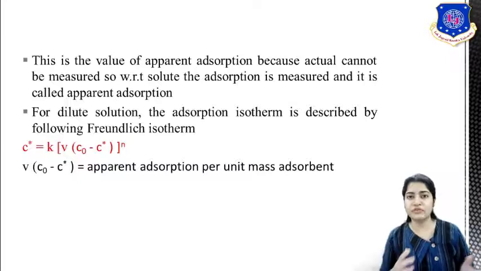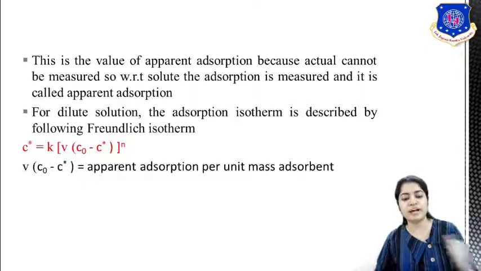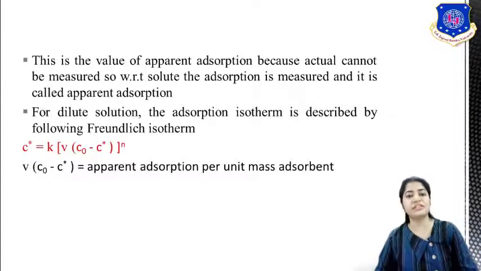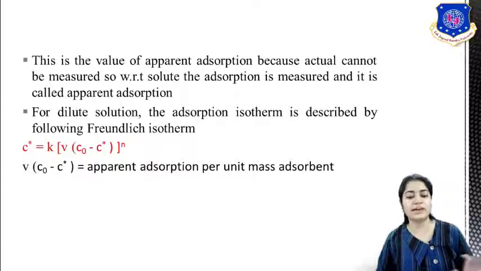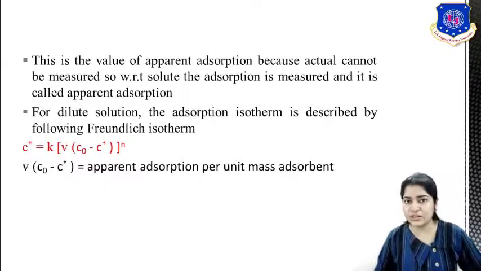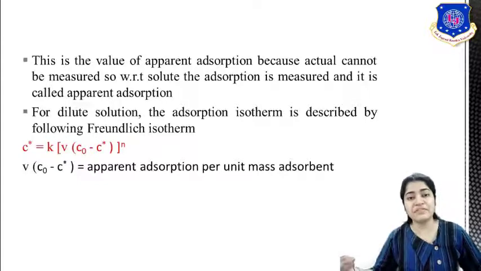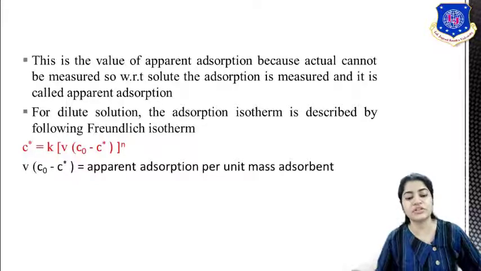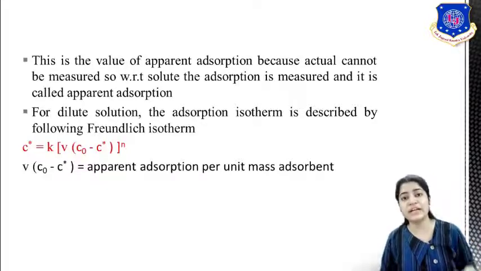Now if I have to form an equilibrium relationship, I have to know the adsorption isotherm. So what I am doing is substituting it in your Freundlich isotherm. For dilute solution, this is your equilibrium relationship by Freundlich isotherm: C star is equal to K into (V (C naught minus C star)) to the power n, same as it was in your Freundlich isotherm. But here, instead of partial pressure, you are substituting this value, your apparent adsorption per unit mass of adsorbent. So this relation is your Freundlich isotherm for dilute liquid solution.